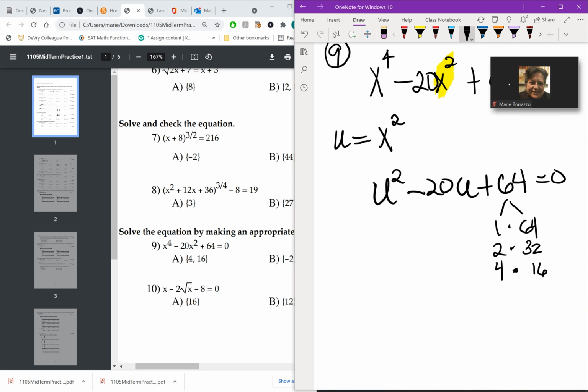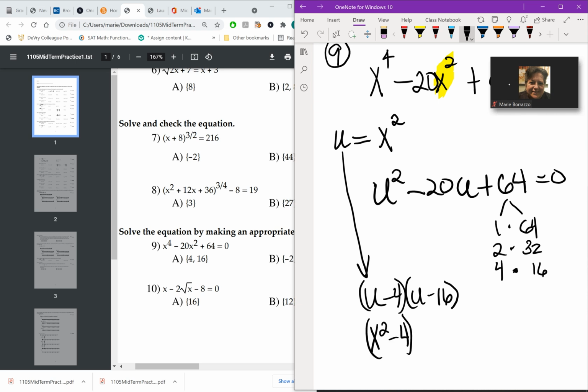So that means that this is going to be (u - 4)(u - 16). And again, this is where I get nervous, because when you guys use substitution, you forget that you need to plug in that x squared. So this is really (x squared - 4)(x squared - 16).